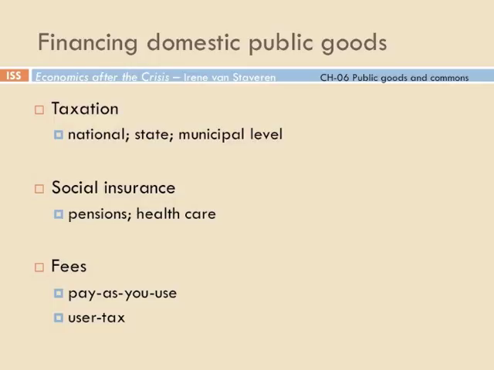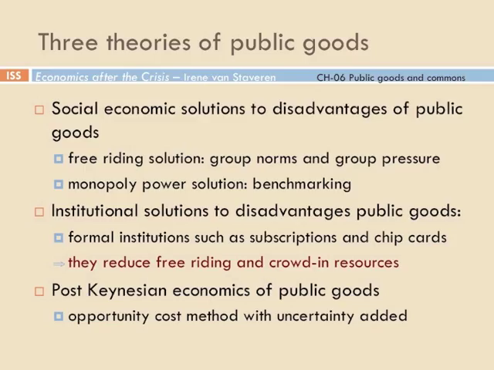There are 3 funding sources for public goods: taxes, social insurances, and fees. Here I briefly summarize the major insights about public goods from 3 theoretical perspectives.